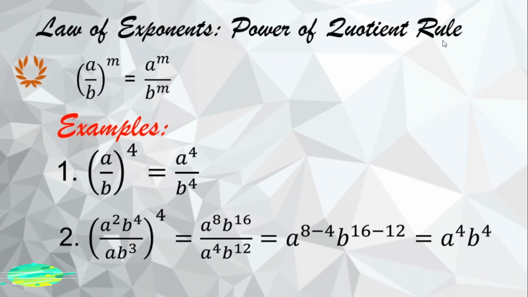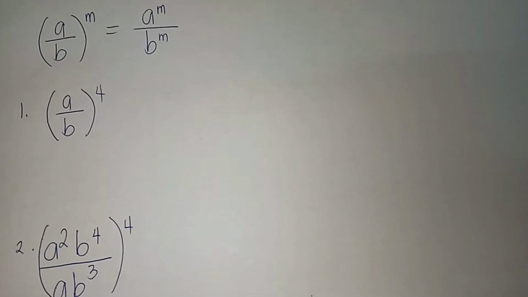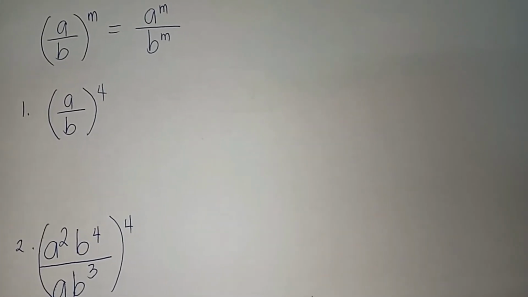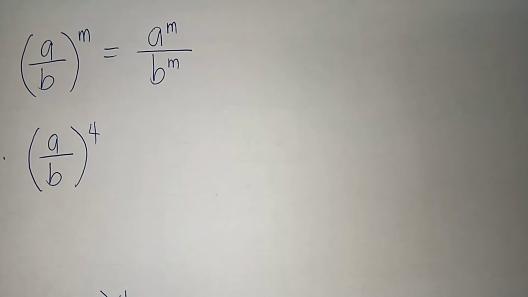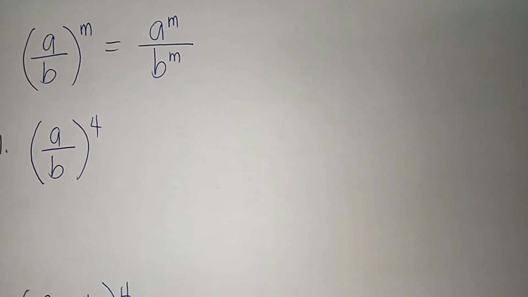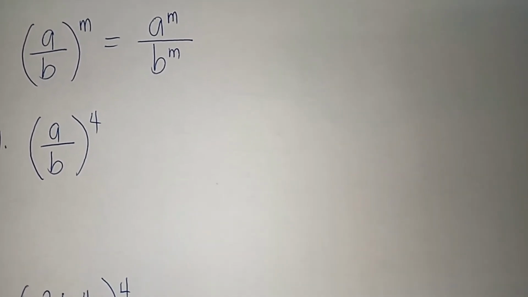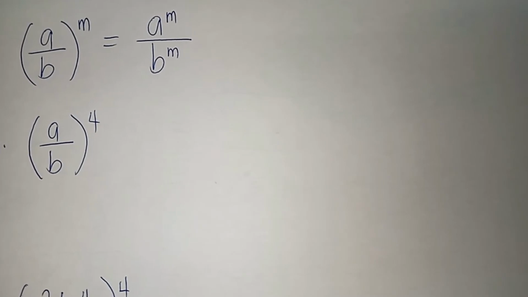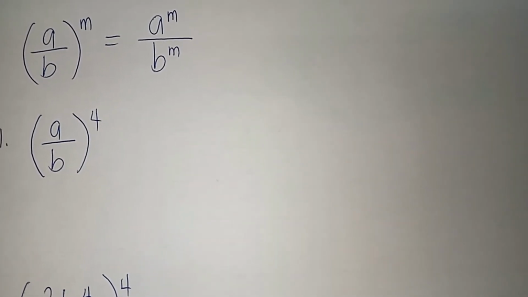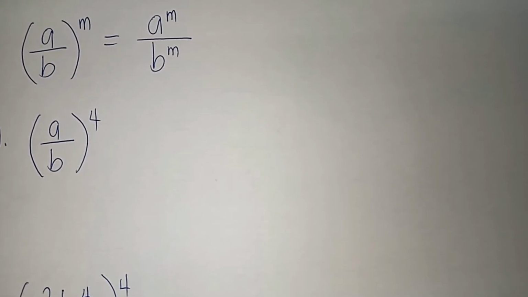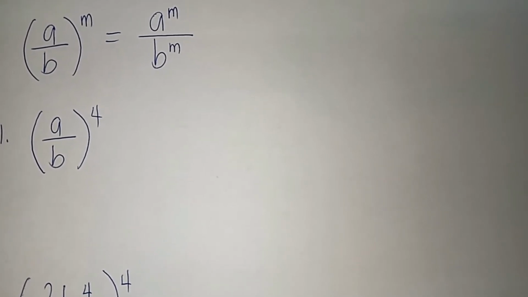For example, we have the quantity of a over b raised to 4, and the quantity of a squared b to the 4th all over ab cubed raised to 4. Now, let's proceed with the power of quotient rule. We have the quantity of a over b raised to m is equal to a raised to m all over b raised to m. As you can see, dinistribute po natin yung exponent sa labas, which is m, kay a raised to 1 at saka kay b raised to 1, kasi may imaginary 1 po sila.